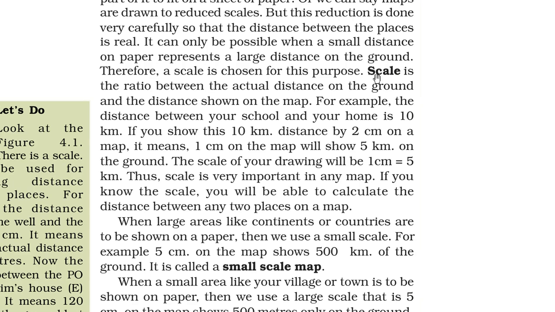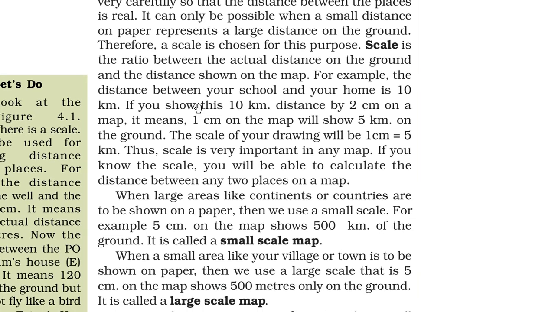So what is scale? Scale is the ratio between the actual distance on the ground and the distance shown on the map. For instance, the distance between your school and home is say 10 km. So if you show this 10 km distance by say 2 cm on a map, it means 1 cm on the map will show how much? 5 kilometers on the ground. So the scale of your drawing will be 1 cm is equal to 5 km.